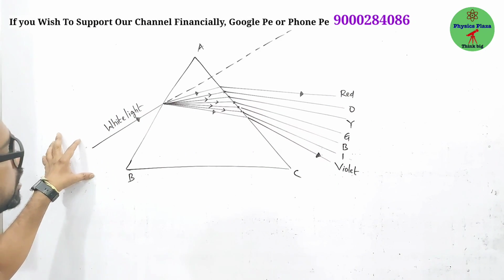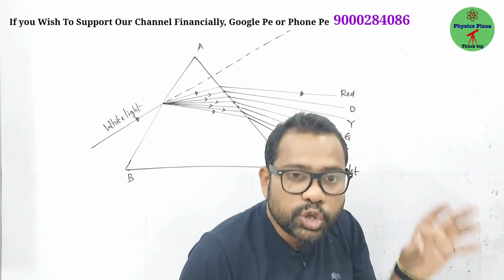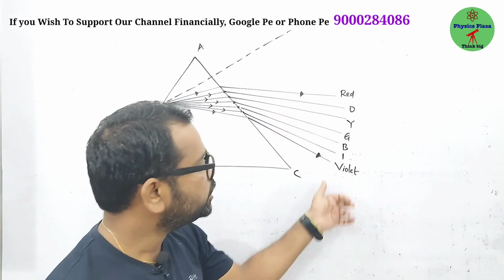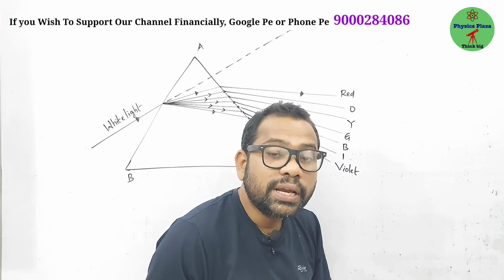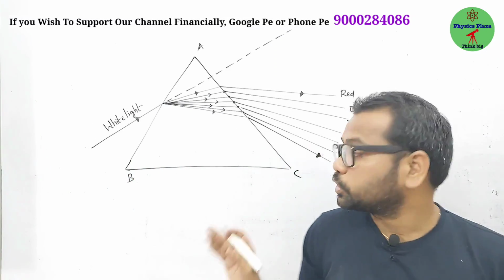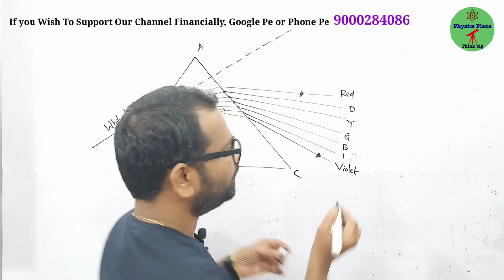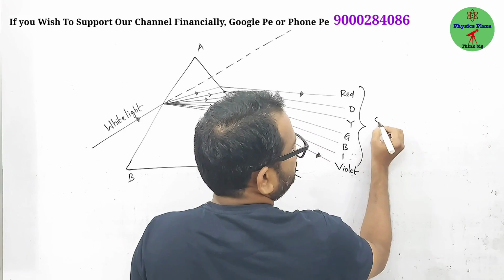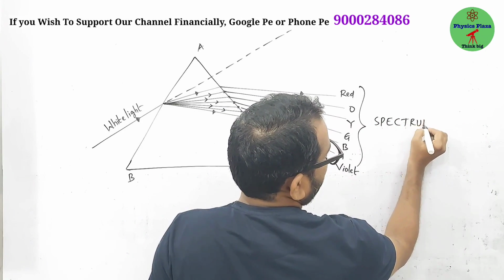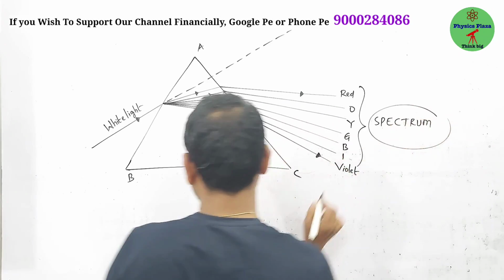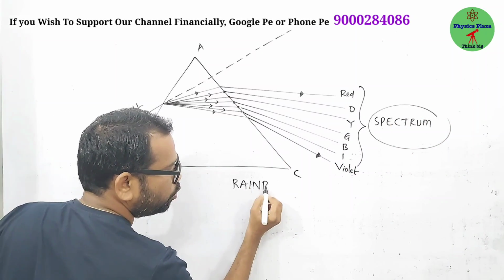Which means what? When white light is passed through the prism, dear children, it gets split into 7 colors. Which colors? Violet, indigo, blue, green, yellow, orange, red. You know the reason? Because different colors travel with different speeds. This is like a spectrum. This only we can call the spectrum. But you may get one doubt, sir, can we see this kind of spectrum naturally? Of course, we can see. What is that natural spectrum? Rainbow.